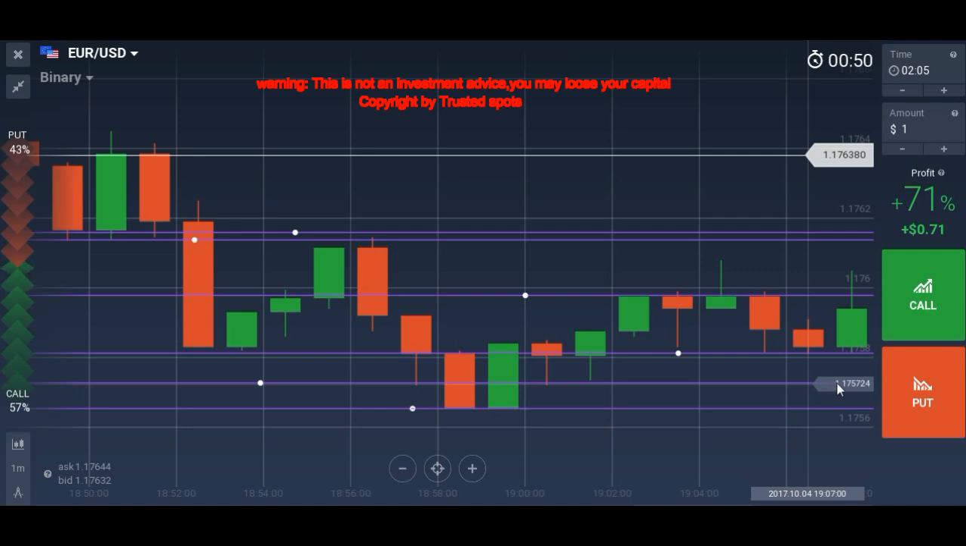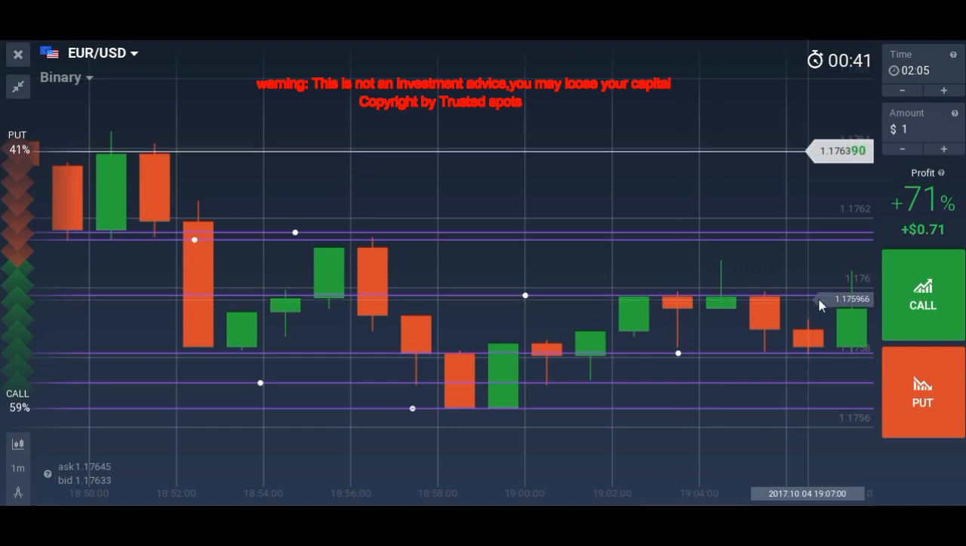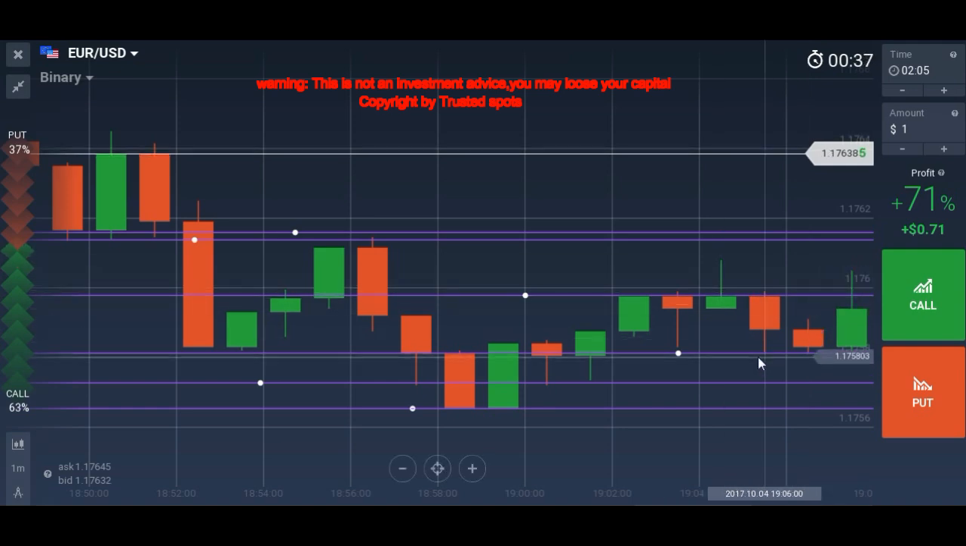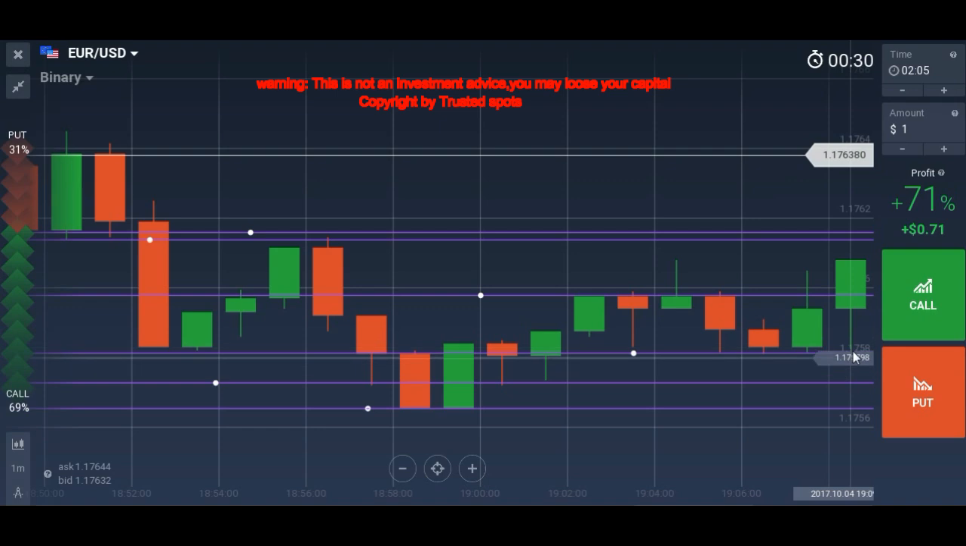Why? Because this particular level is being used 3 times, this particular level is being used 4 times, and there are chances that any of these two levels can be broken anytime. So it is preferred to wait for the breakout, and you can see it reverses from this particular support level.